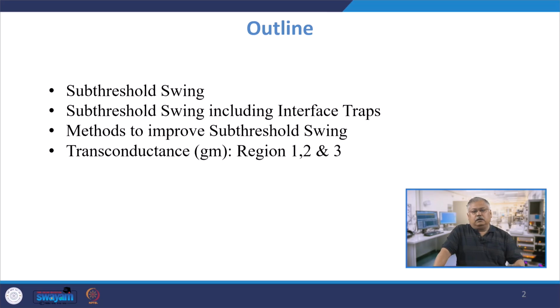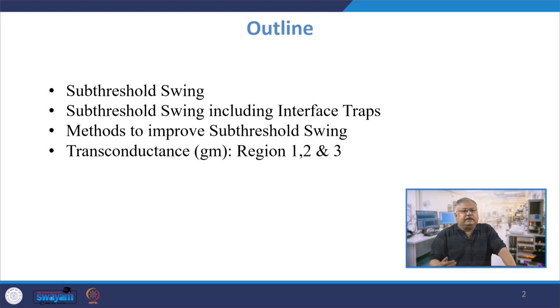So let's look at the outline of this lecture. We will be looking into what is the meaning of subthreshold swing. Then, if you include interface trap charges, how does your subthreshold swing change, and what methodology do you need to adopt in order to improve subthreshold swing. And then we will also look into the final part, which is transconductance at 1, 2 and 3 regions. We will define these regions as we move along. But primarily we will be looking into SS.